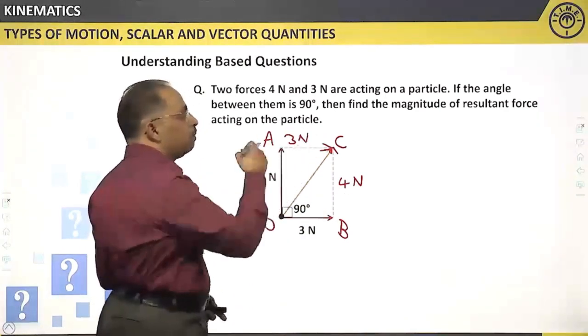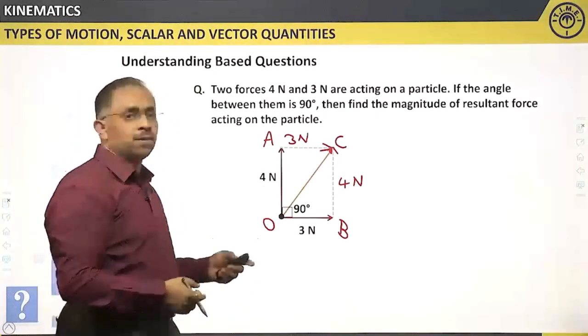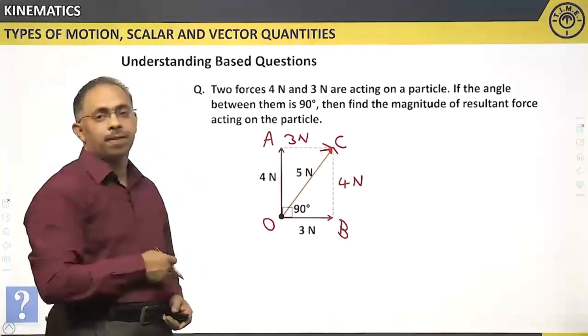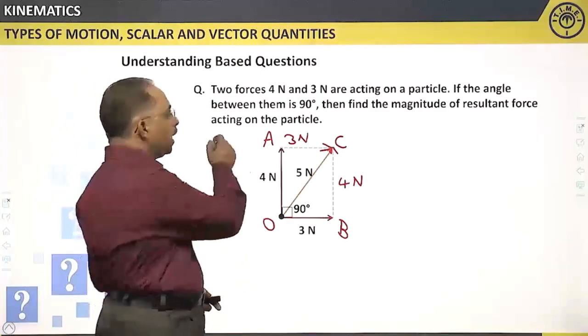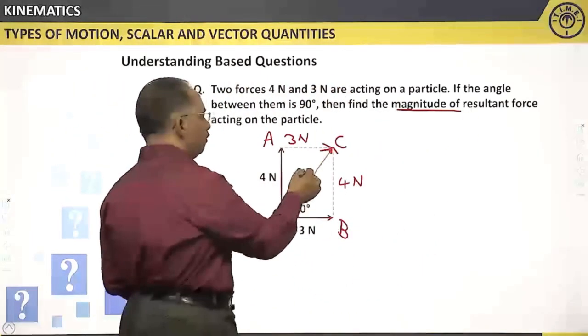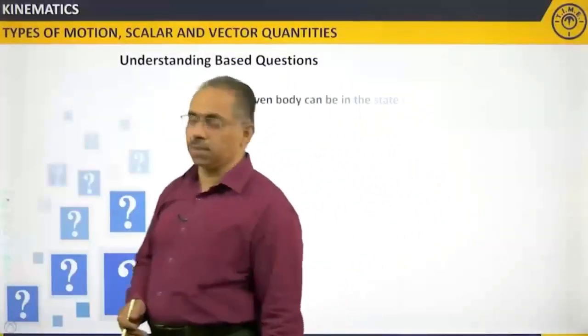What will I get as the magnitude of OC? Obviously, I can apply the Pythagoras theorem and then calculate, and we will get it as 5 Newton. Clear? So, the magnitude of the resultant force will be equal to 5 Newton. That is the answer.